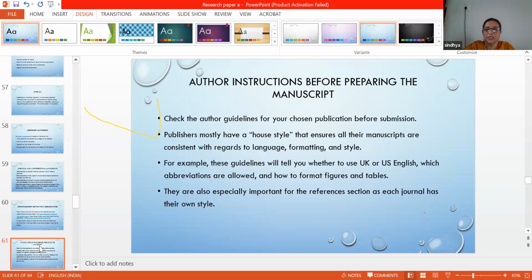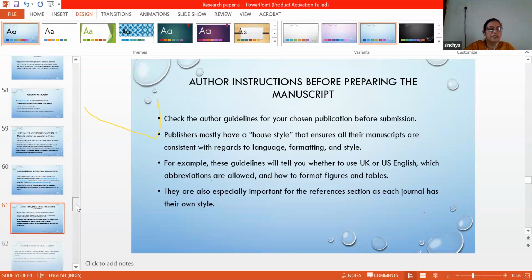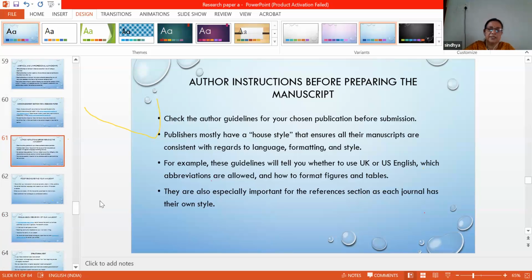Publishers have their own different styles of language, whether we use UK English or US English, whether abbreviations are allowed, how we have to format the figures. So specific guidelines are given for each section by different journals. You should follow those procedures, that criteria, those guidelines while preparing your research paper. Otherwise, your paper will be rejected by them. They are especially important for the reference section. What style they are insisting on, whether it is MLA style or APA style or CSA style, etc., we must follow that style also.